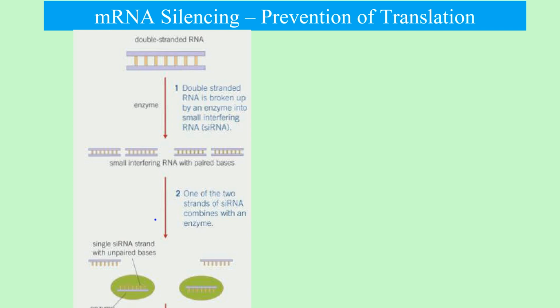We start off with a double-stranded section of RNA, which is going to be complementary to the bit that has been transcribed and will be translated if nothing else happens. This double-stranded RNA is broken down by an enzyme, probably a restriction endonuclease, into a small interfering RNA molecule, or siRNA. This small interfering molecule then gets split into individual strands, and a single strand attaches to an enzyme, as you can see here.